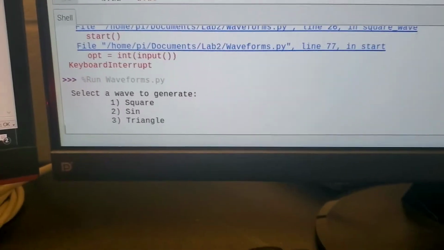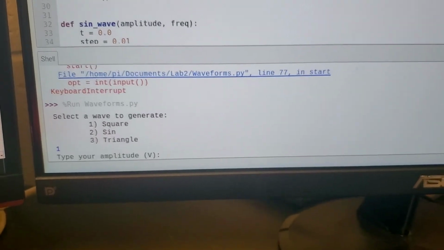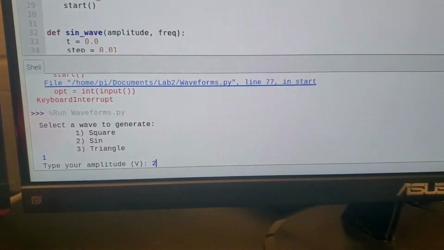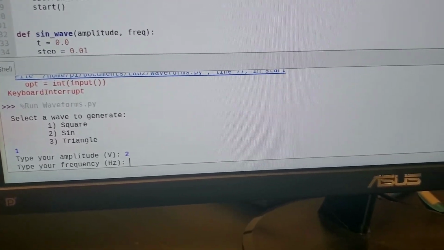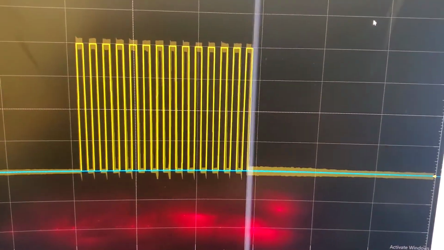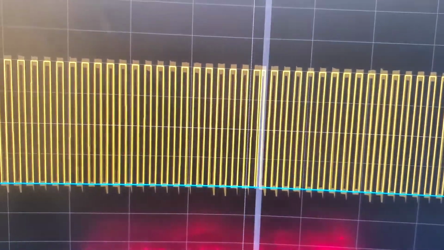So we'll start with a square wave. So we'll press that, and then it will prompt for the amplitude. For now, we'll do an amplitude of 2 volts, and then it will prompt for a frequency. We'll do 5 hertz for the frequency. So here's the square wave running at 2 volts and 5 hertz. As you can see, the maximum voltage is 2, and it is running at 5 times a second.